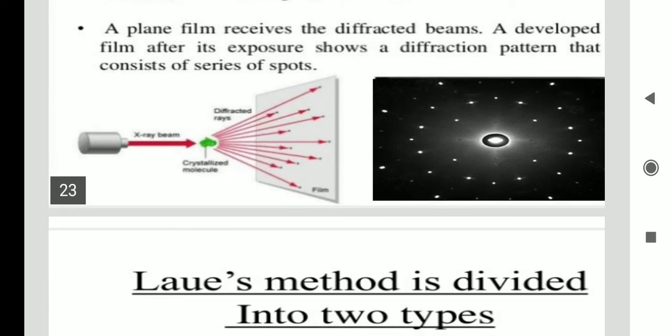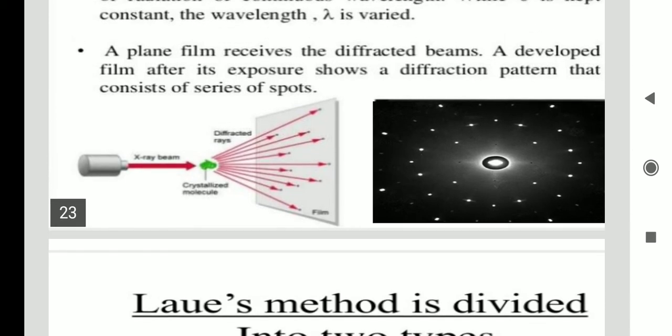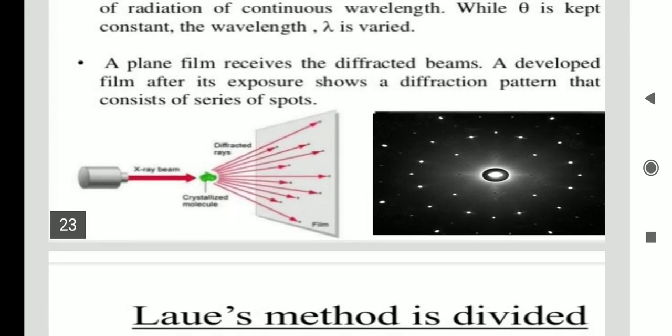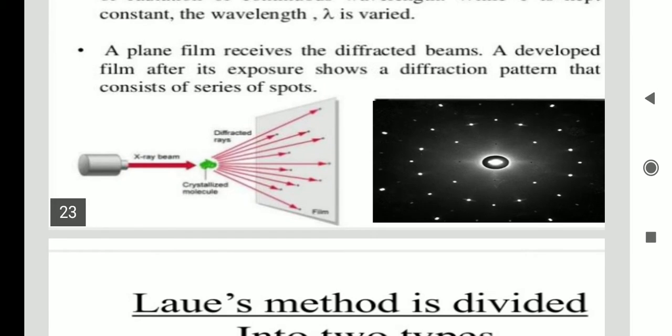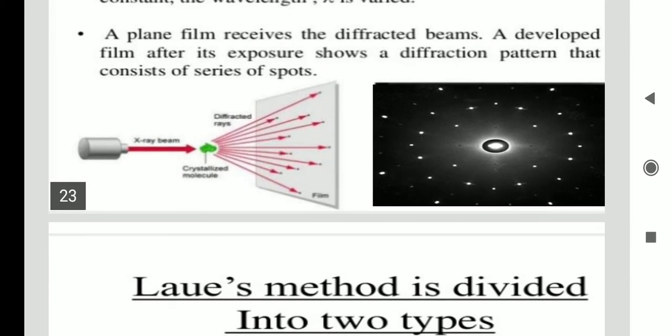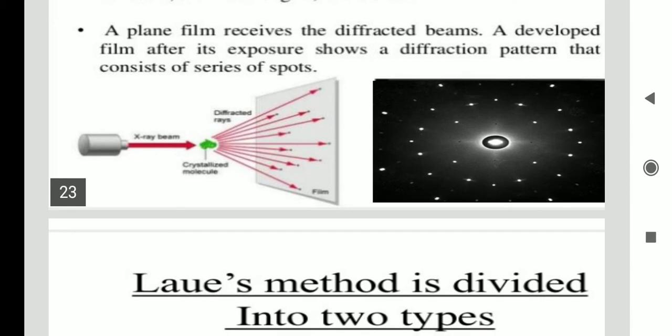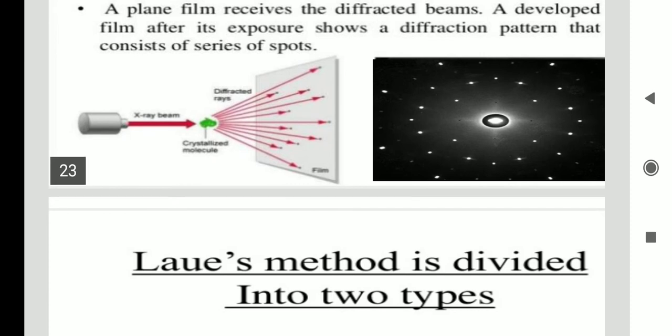So from that particular crystal, few of the X-rays are reflected, few are transmitted. Then after the crystal, the refracted rays are exposed or fall on a particular screen where you are placing the screen. So the rays are exposed on a screen. When you develop the screen, you will find a certain pattern. That certain pattern is called the Laue method.